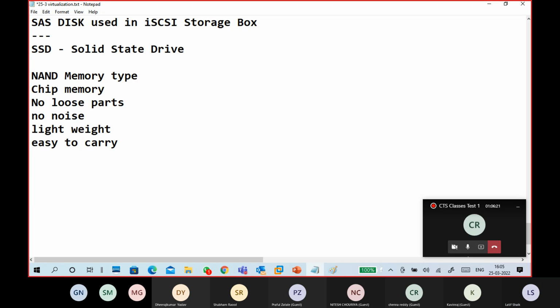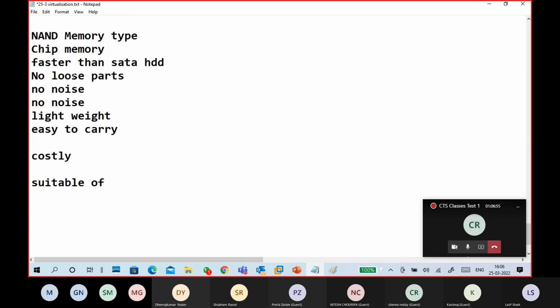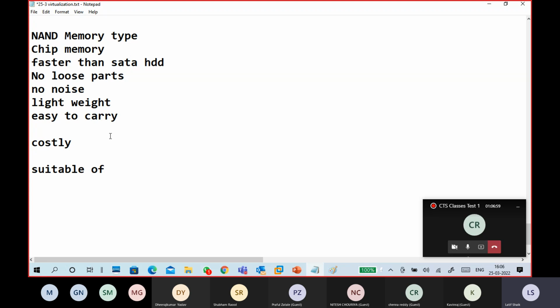Okay, but the point is it is costly. Very important here, it is faster than a SATA hard disk. Which is faster than a normal hard disk. It is fast but costly. Suitable for OS and applications, but not suitable for heavy data storage. Why? Because the cost is very high.